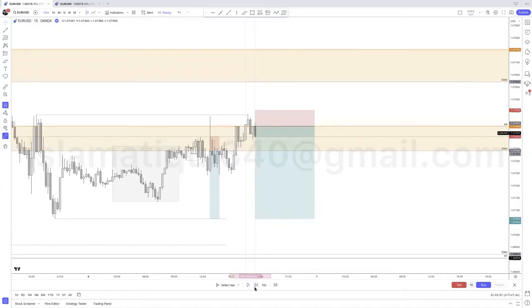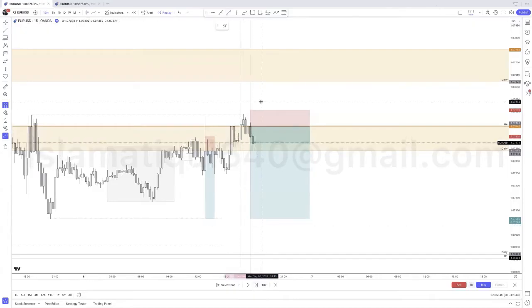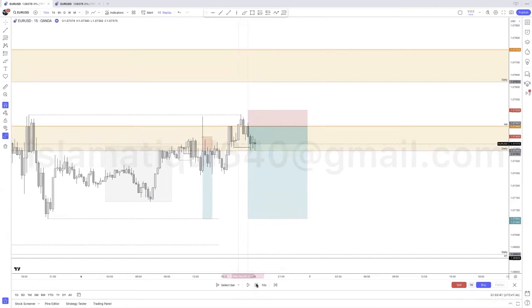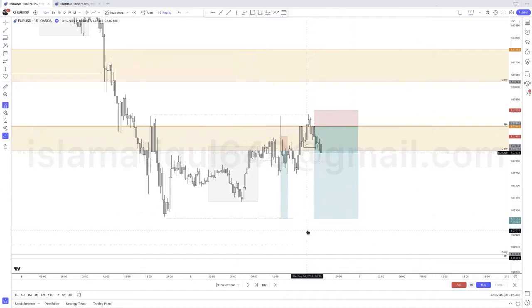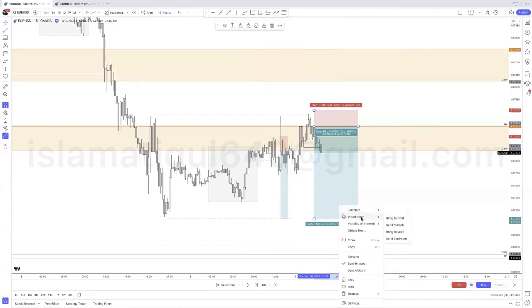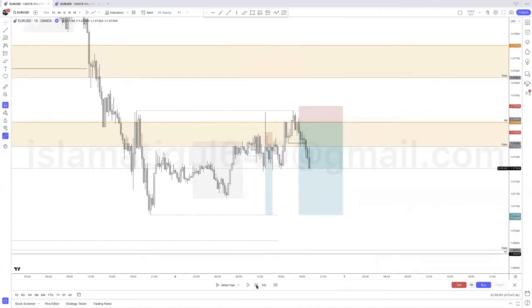Okay. Time is perfect. Coming down. If it breaks below this, I'll move it to break even. Okay. Breaks below this low, I'll move it to break even. Not yet. There it is. Okay. Yes. Now we could move it to break even. And I will let the rest run. Looks good. Looks good. It's coming down.